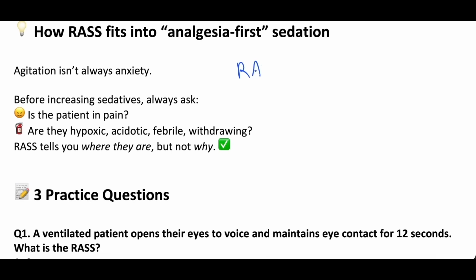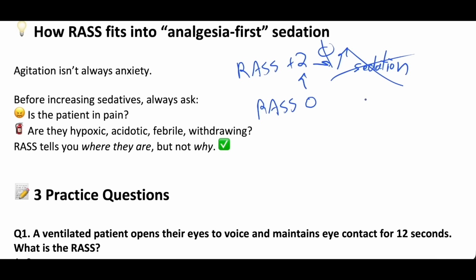Maybe their RASS is +2, and you're like, gosh, they're agitated, they're moving around a lot, they look very uncomfortable. Don't just reflexively say increase sedation, especially if on that dose of sedation, their RASS was okay. Maybe 6 hours ago, their RASS was 0, and you didn't change their sedation, and all of a sudden their RASS is +2 now. Do not just reflexively increase their sedation.